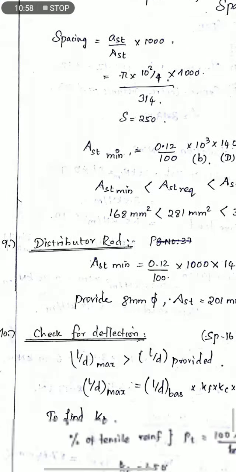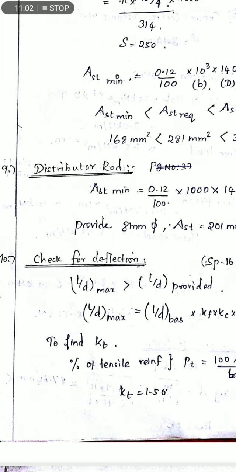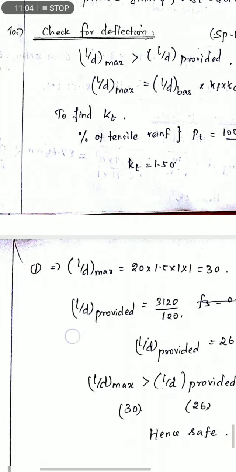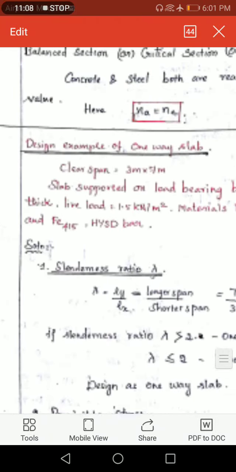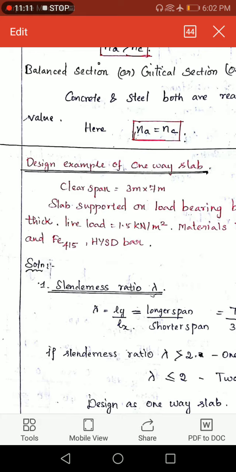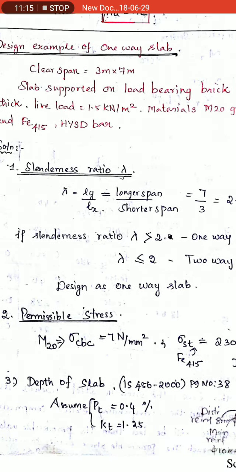Then distributed reinforcement calculation. Then check for deflection. The last one is detailing. So this is the design procedure for one-way slab. Okay, so let's see one by one.